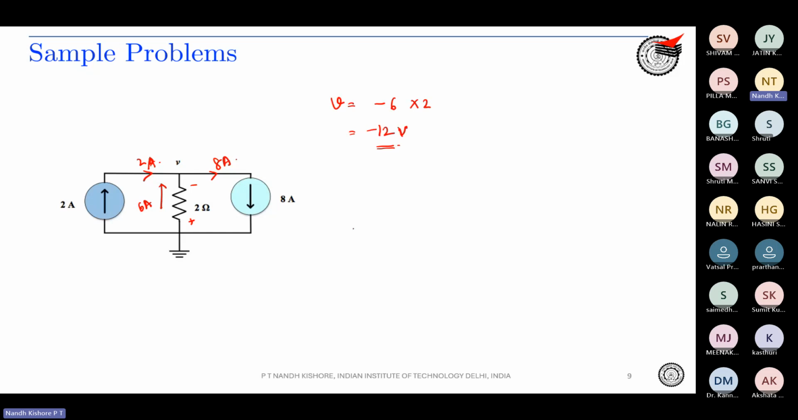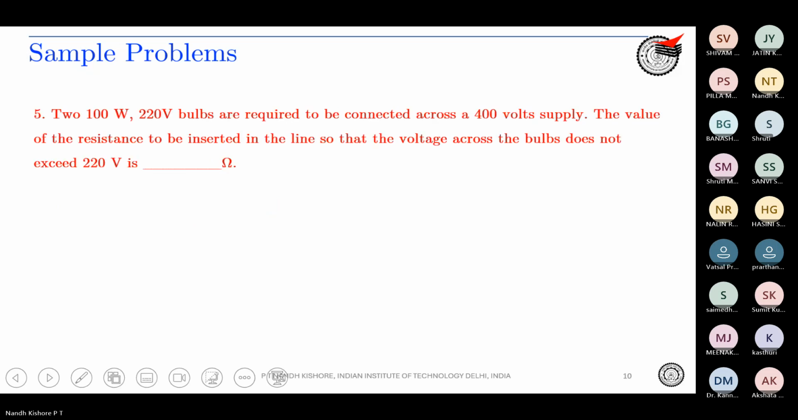In the final exam, you may have to fill in the blanks. In that case, please do not forget the negative sign. So this is by simple KCL that we obtained the answer, right? So we go ahead with the next question.